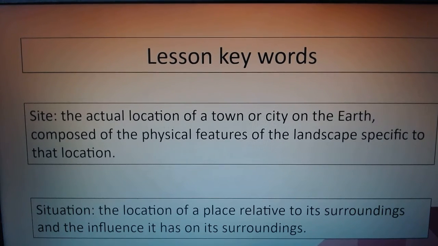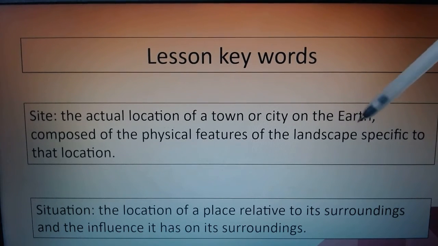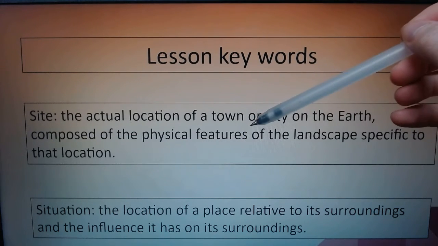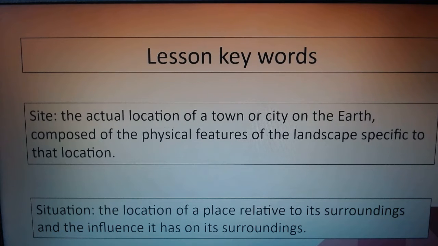And what we have then is site, the actual location of a town or a city on the earth, composed of the physical features of the landscape specific to that location. So the site is where a place actually is, and it's made up of or composed by the physical features. You can put the word natural beside or under physical. Okay, so the physical features of the landscape specific to that location.